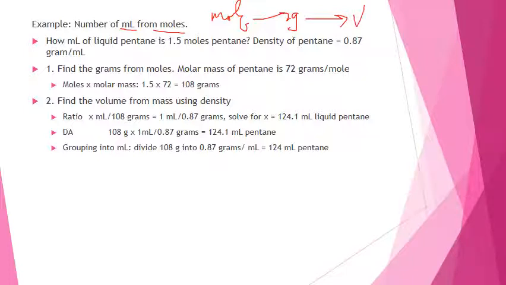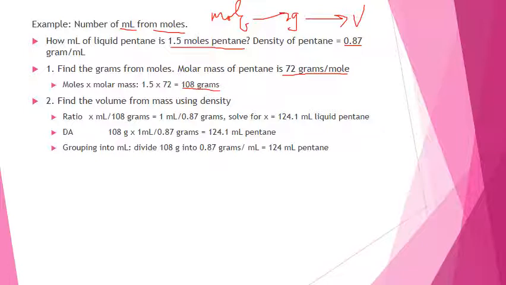All right, so let's say I start out with 1.5 moles of liquid pentane. It has a density of 0.87 grams per mil. So first thing I have to do is figure out how many grams that is. So I know 1 mole is 72 grams per mole. I have 1.5 of them. So 72 times 1.5 is 108 grams.